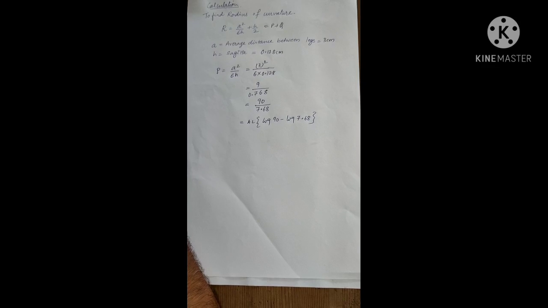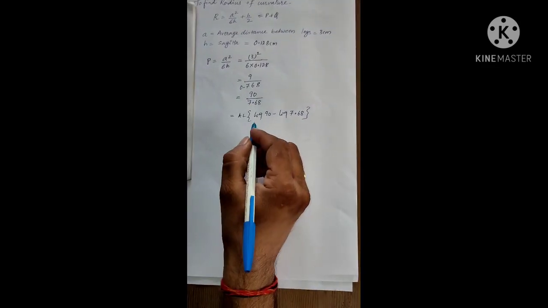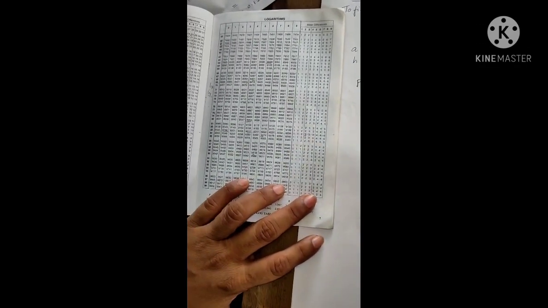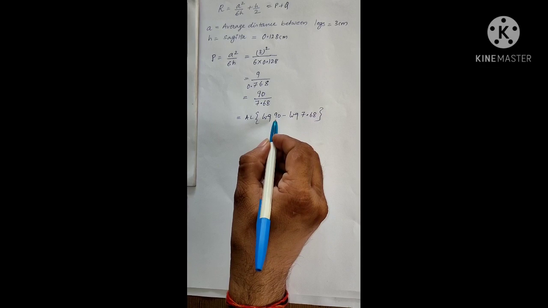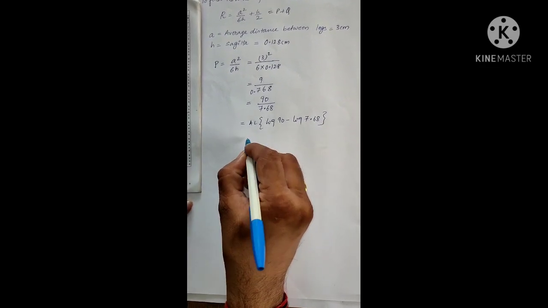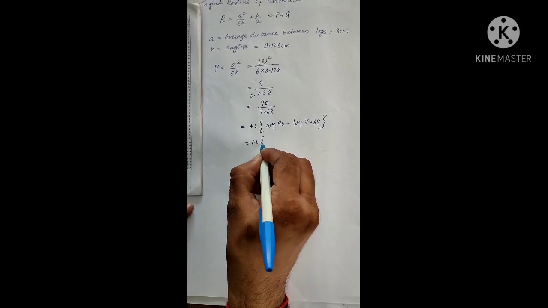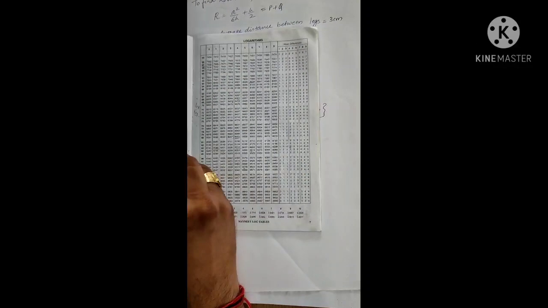The log of 90 has two parts. One is the characteristic and the second one is the mantissa. The characteristic means number of digits before decimal minus 1. This 90 has 2 digits, so its characteristic is 1. It is 1 point. Now how to find the mantissa from the log table?